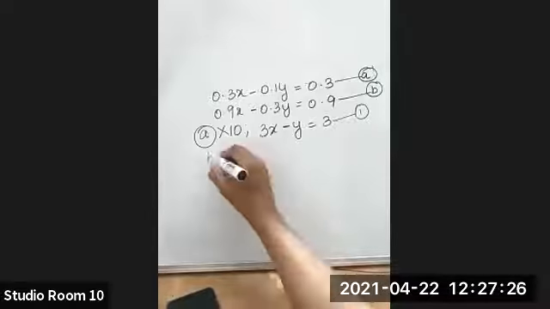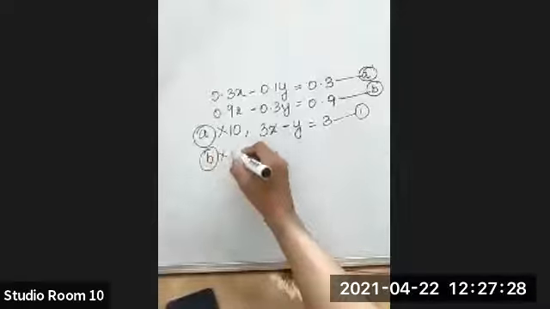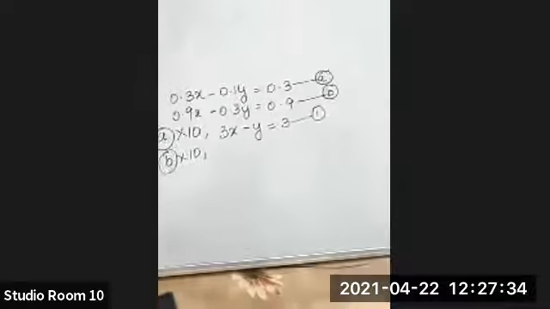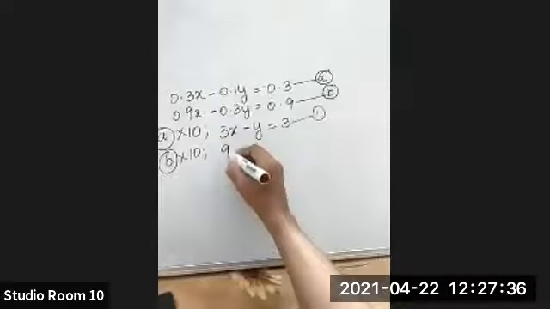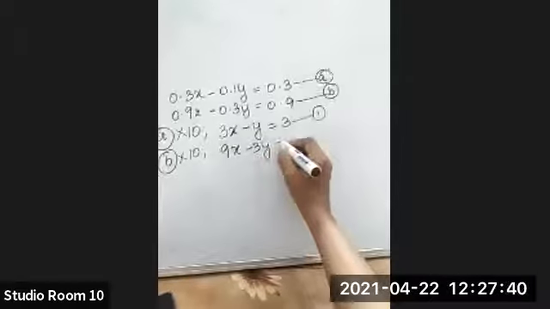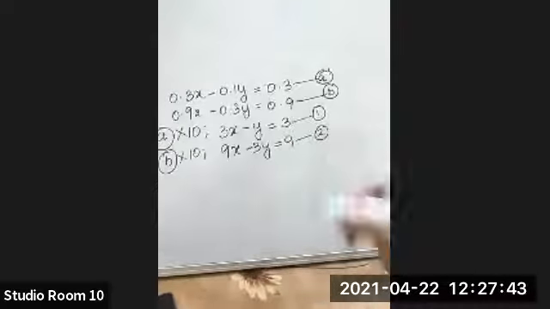Again, what about the second equation? Second equation also you multiply by 10. When you multiply by 10, what you will get? We get 9x minus 3y is equal to 9. This is the second equation.